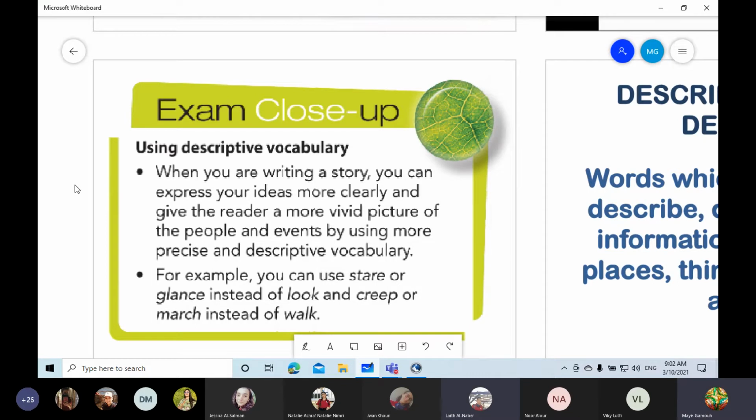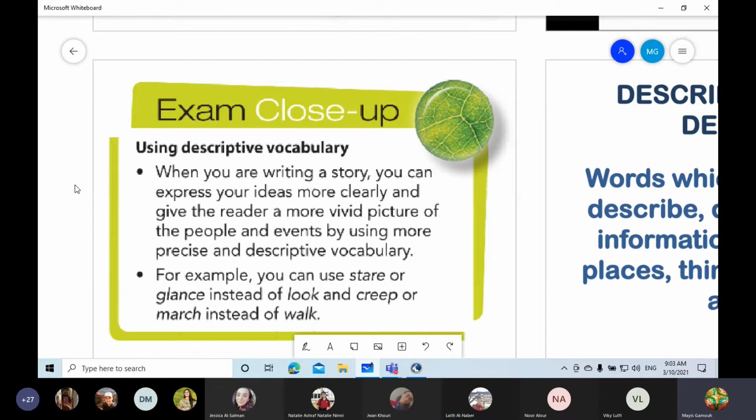Descriptive vocabulary. When you are writing a story, you can express your ideas more clearly and give the reader a more vivid picture of the people and events by using more precise and descriptive vocabulary. For example, you can use stare or glance instead of look, and creep or march instead of walk. Thank you, Laith.